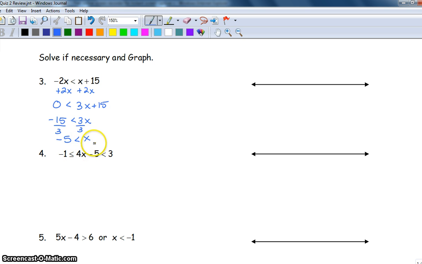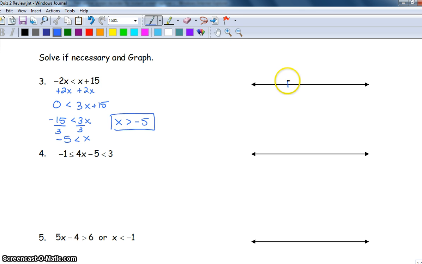Now remember, you always want to rewrite it so that your variable comes first so that you can see which way your line is going to go. So when I flip this, instead of negative 5 is less than x, we're going to have x is greater than negative 5. When we look at this, we see that the big mouth of the less than sign is facing the x, so when we rewrite it, we want to make sure that the opening side is still facing the x. So this is a simple inequality.